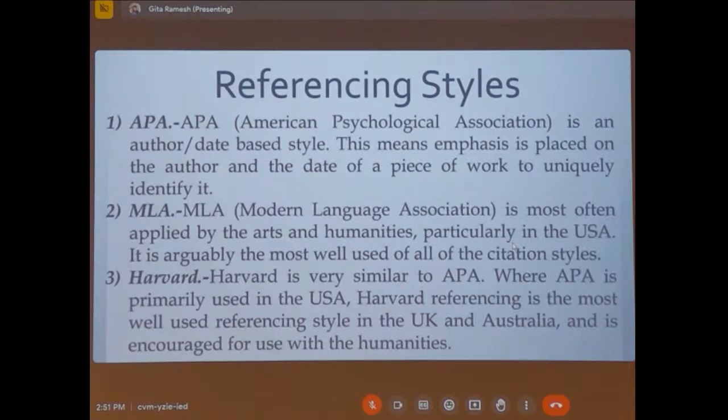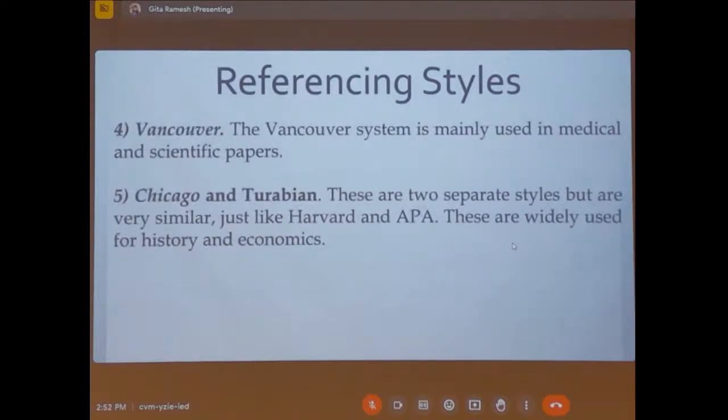APA, the full form is American Psychological Association. It is an author-date based style. This means emphasis is placed on the author and the date of a piece of work to uniquely identify it. Whenever you are using APA style, you give emphasis to the author. MLA or Modern Language Association is often applied by students who do research in arts and humanities, particularly in the USA, and it is one of the commonest citation styles. Harvard is very similar to the American Psychological Association style, and is very popularly practiced in both the UK and Australia.